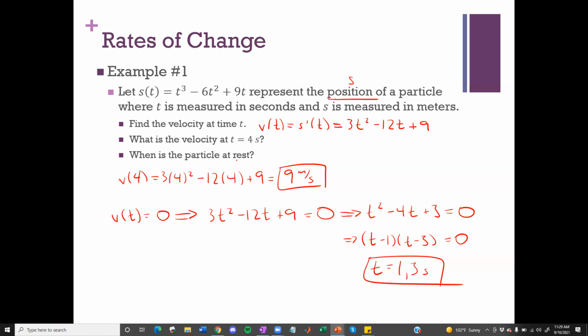Rest. So this idea here, let's unpack it a little bit. I said that when t equals 1 second and 3 seconds, the particle's at rest. It's not moving. But for how long is it going to be at rest? It's just for no time at all.